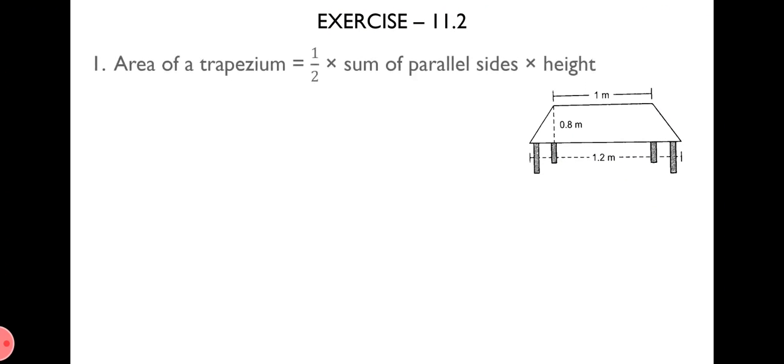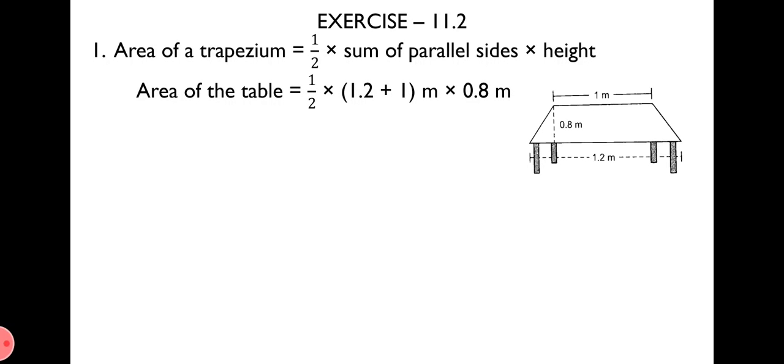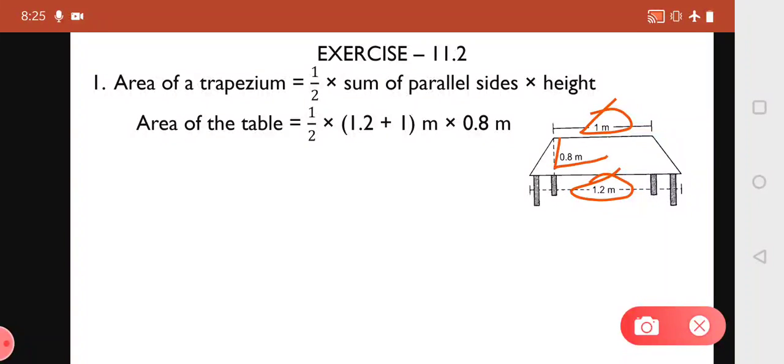So, first let's write the information, as we are not writing the question: area of a trapezium equal to half into sum of parallel sides into height. Now, here already in the figure measurement is given, so we will directly insert the measurements. Area of the top surface of the table equal to half into parallel sides, you can see here, that is 1.2 plus 1, and into height, and height is given as 0.8.